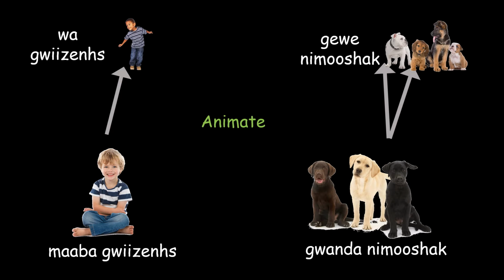Now looking at those demonstrative pronouns using objects, we have maba guizes, this boy. Wa guizes, that boy. Gunda nimoshuk, these dogs, and gewe nimoshuk, those dogs. Maba guizes, wa guizes. Gunda nimoshuk, gewe nimoshuk.